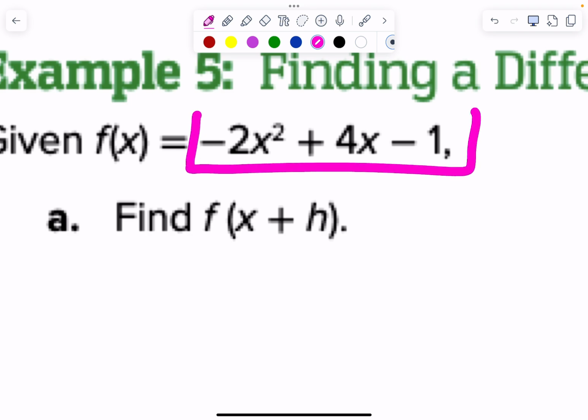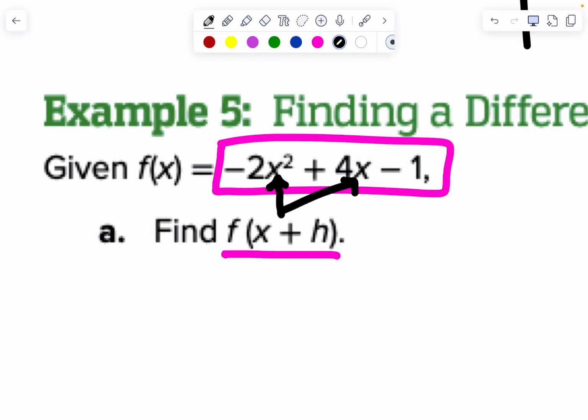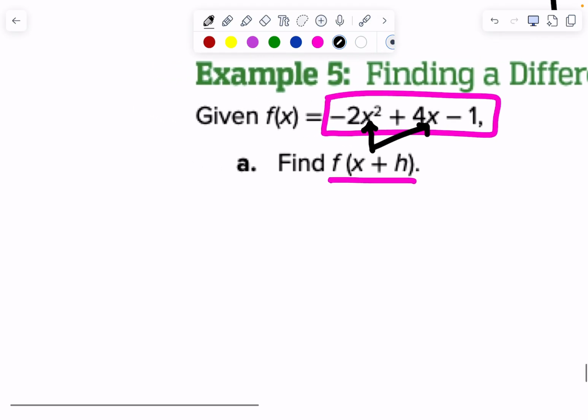This guy, but you're not going to get the same answer. I'll show you why. Okay, hold on. So this is my function. Find f of x plus h. So I'm going to plug it in there, and I'm going to plug it in there. I'm going to write out what it looks like.